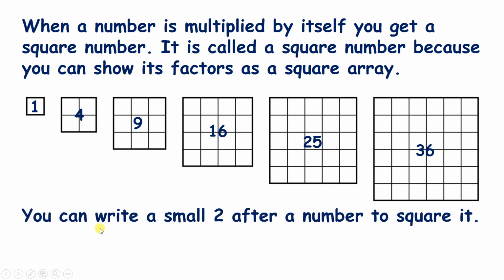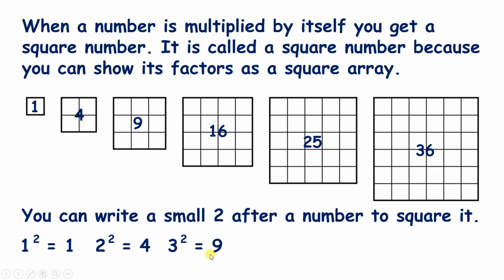So we can write a small 2 after a number to square it. So 1 and then a small 2 means 1 times 1, which is 1. 2 and then a small 2 is 4, because 2 times 2 is 4. And when there's a small 2, we say squared. So here we would say 2 squared is 4.